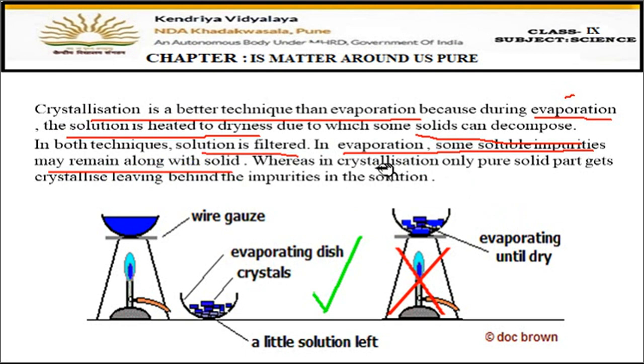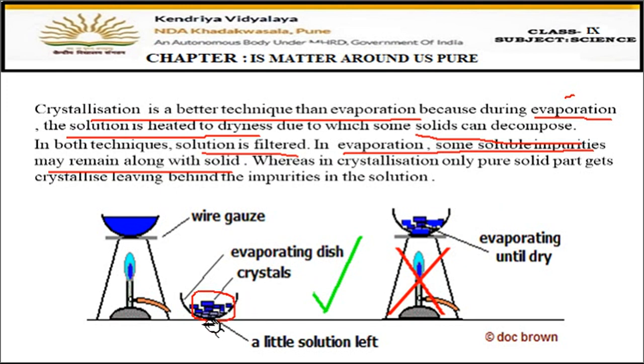Whereas in evaporation, we just evaporated, so the water goes out, but still some soluble impurities can remain with the compound. But in crystallization, if some impurities are still remaining, they will remain in the liquid form only, and only the pure compound will get solidified.